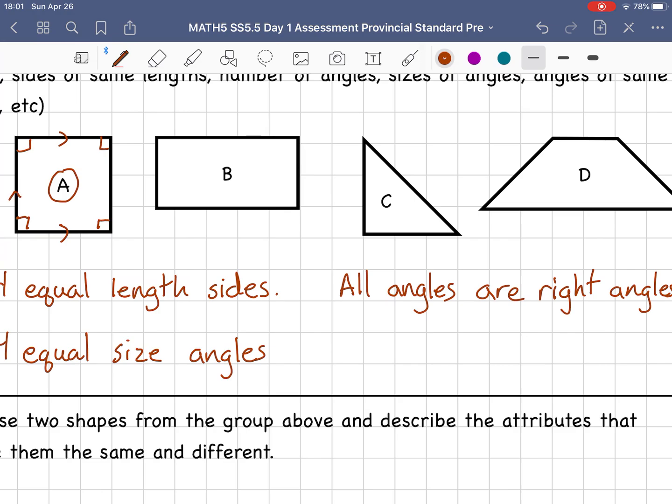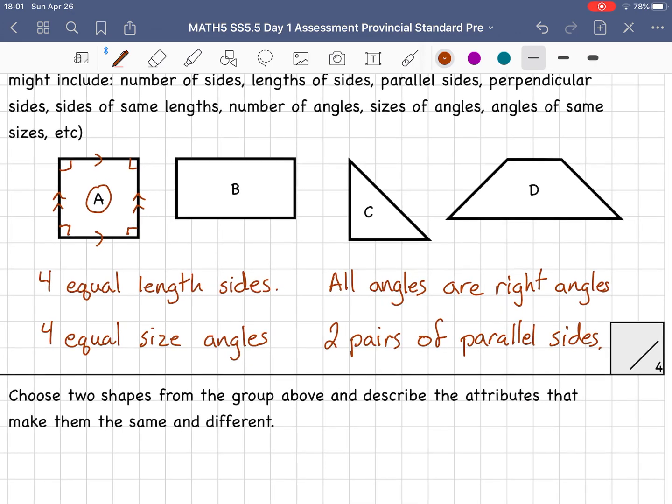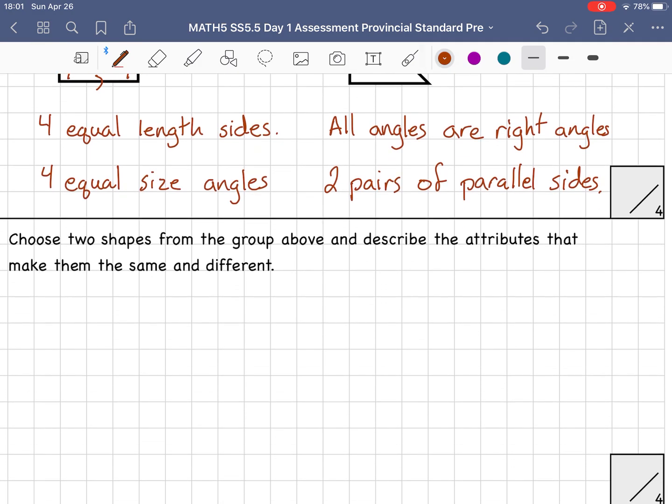And it has that's a pair of parallel sides. This is also a pair of parallel sides. It also has 2 pairs of parallel sides. So there's 4 attributes for shape A. You should be able to do 4 attributes for shape B, for shape C, and for shape D as well.